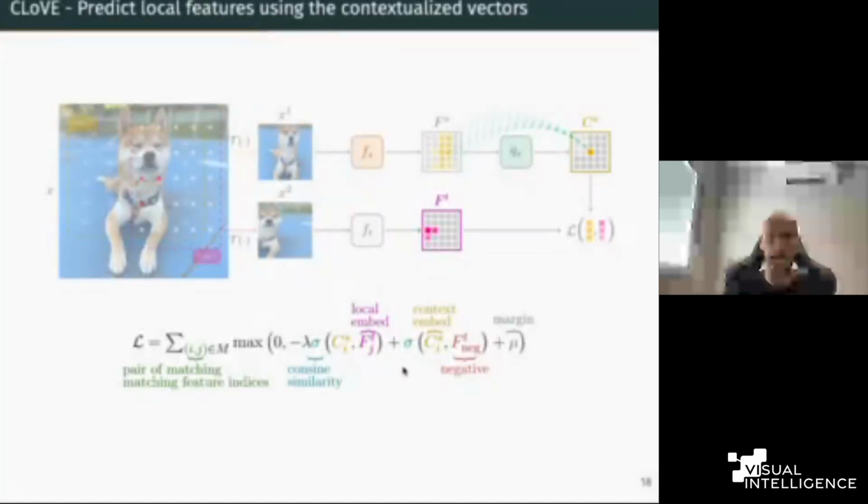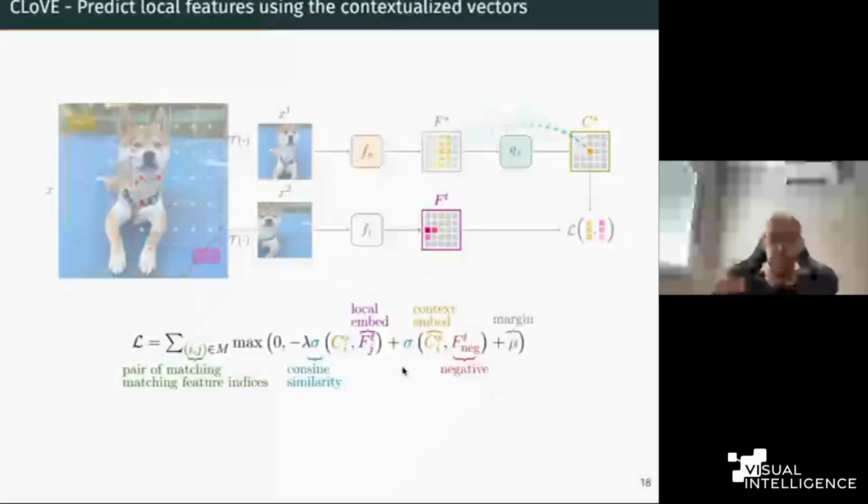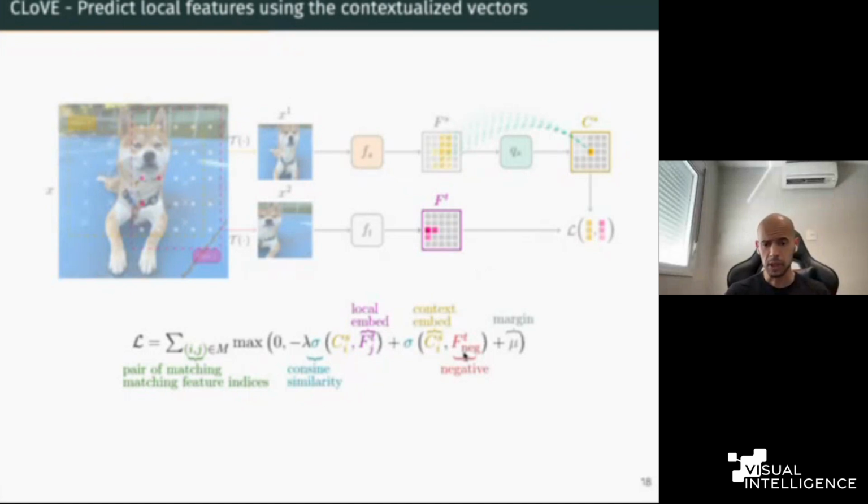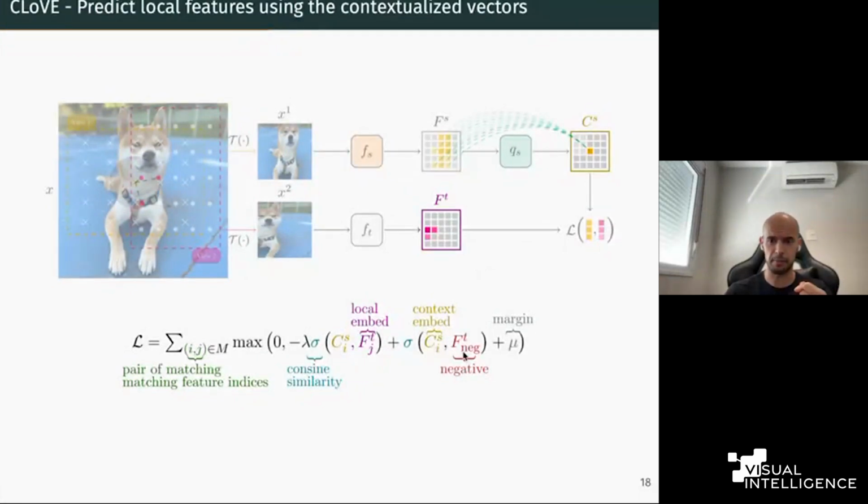And at the same time, to avoid collapse, and basically to make sure that the contextualized vectors are different from each other, so that those contextualized vectors learn different feature components, we also apply this negative term here, which basically enforces a contextualized vector to be unique.